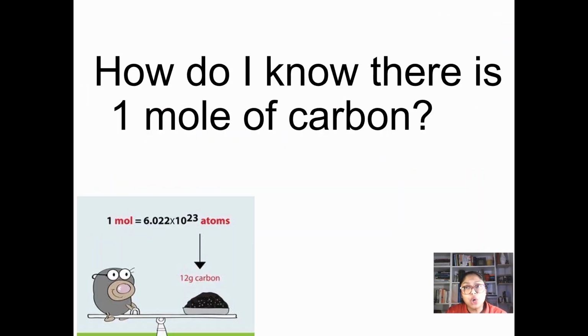But how do I know there is 1 mole of carbon in this? Am I going to count the atoms? No. I cannot count atoms because I don't see them. So I weighed it, and if I have got 12 grams of carbon, I can say it is 1 mole of carbon. Now, where did I get this number 12 from? Pause the video and find the periodic table. The answer is there in the periodic table.